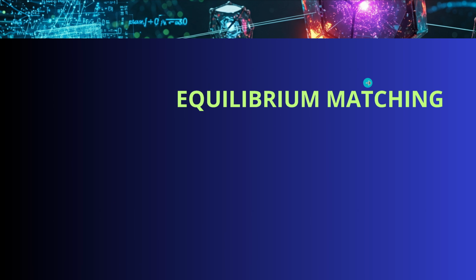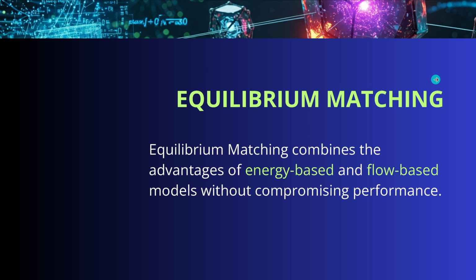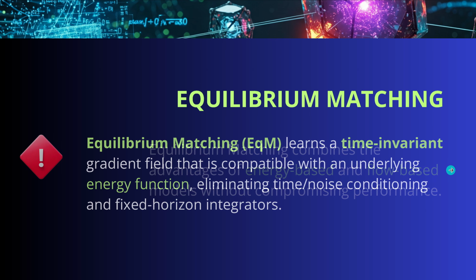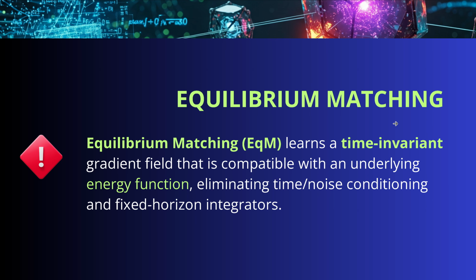But now there's the next step, equilibrium matching. It is simple. We are standing on the shoulders of giants. Equilibrium matching combines now the advantages we found in the energy-based model and in the flow-based model, and we build now something much more beautiful. If you take only one sentence, let it be this sentence. Equilibrium matching learns a time-invariant gradient field that is compatible with an underlying energy function, eliminating the time, the noise conditioning, and fixed-horizon integrators.